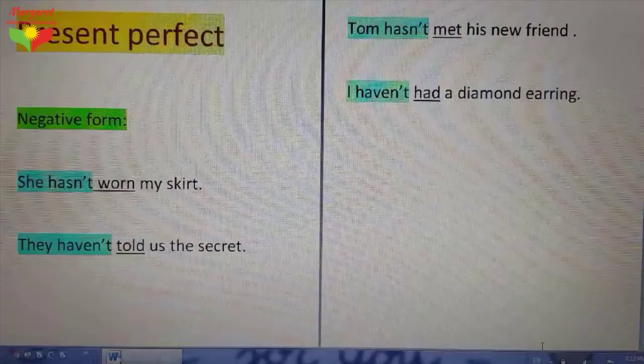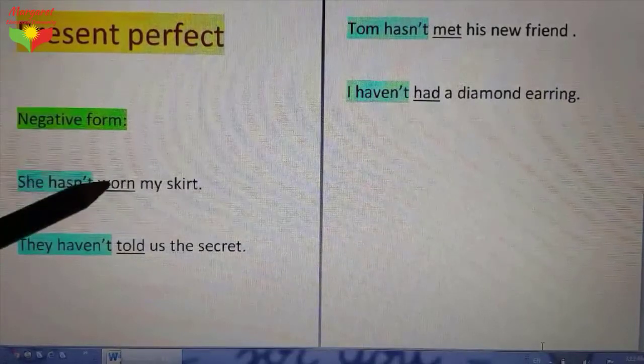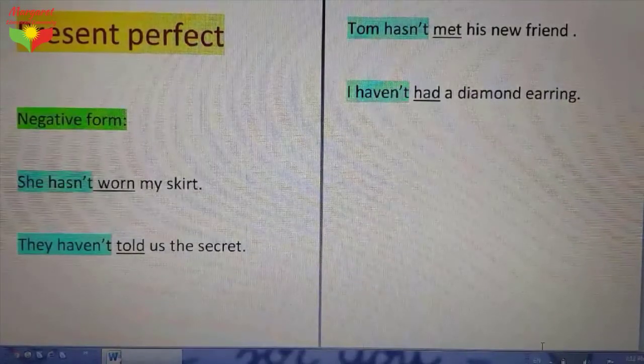So she hasn't worn my skirt. This example, worn. Who knows the base form?